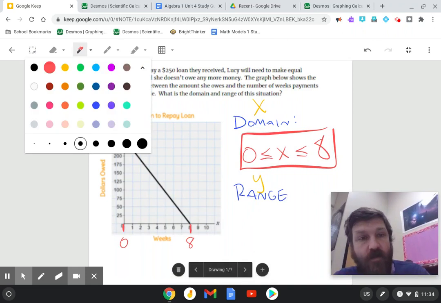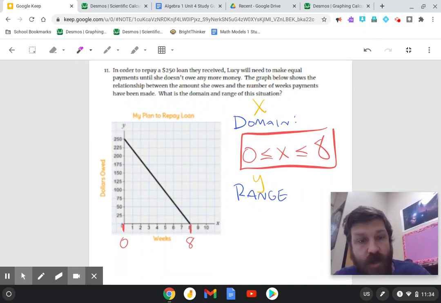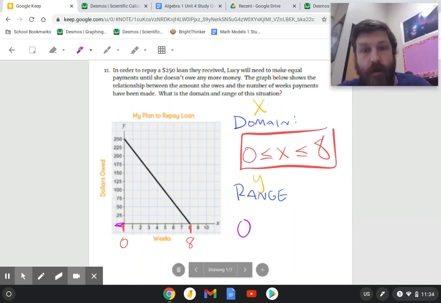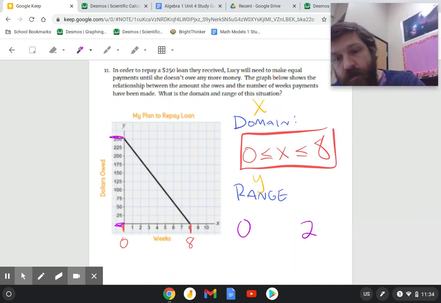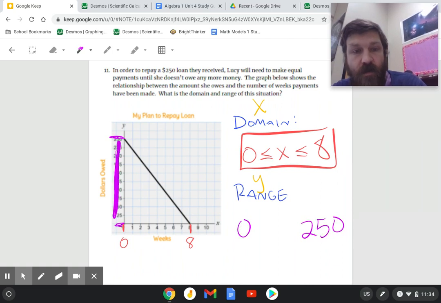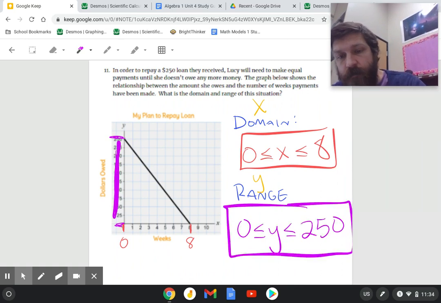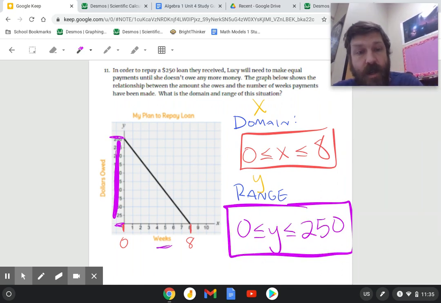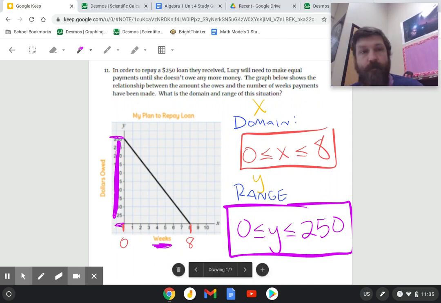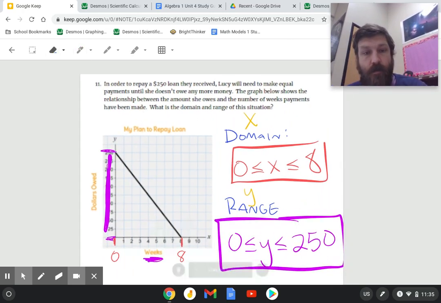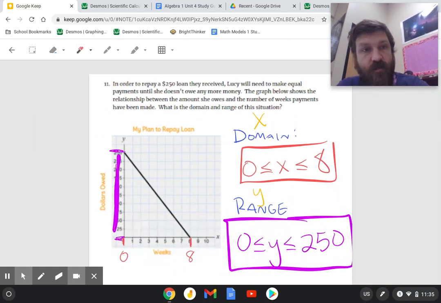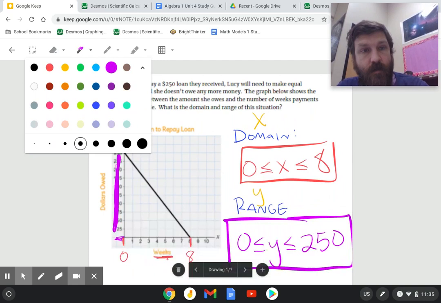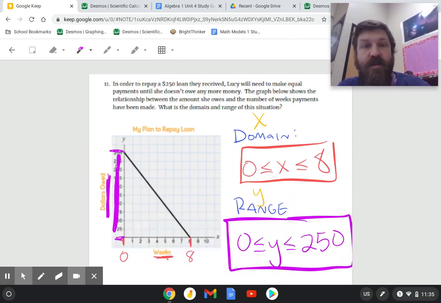So then we go look at the range. Well, what about the range? Well, the range values begin at 0 and they go up to 250. And all the values are between those two numbers. So we do the same thing, but we have a y in between. And so the range would be all the numbers between 0 and 250. So in other words, the domain is between 0 and 8 weeks. That's on my domain side. Number of weeks. And the range is going to be between 0 and $250 owed.